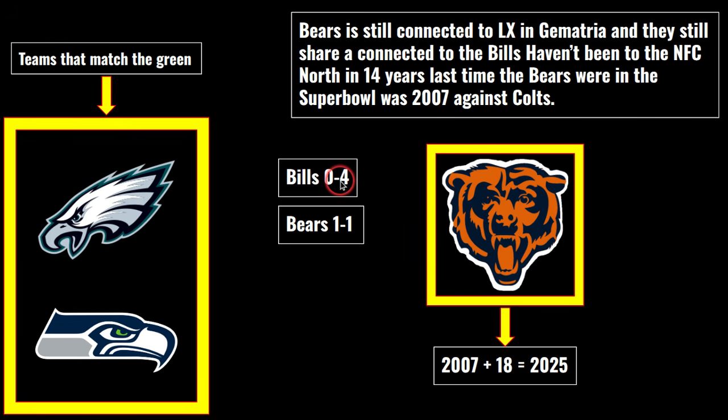The Bills are 0-4 in Super Bowls. The Bears are 1-1 in Super Bowls. So if it's the Bills and the Bears that go to the Super Bowl, and the Bills win, the Bills record goes to 1-4, and the Bears record drops to 1-2. The Bears still share a connection to LX and the Bills in gematria. They still share a connection, and that connection is strong.